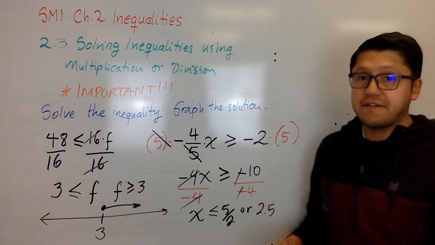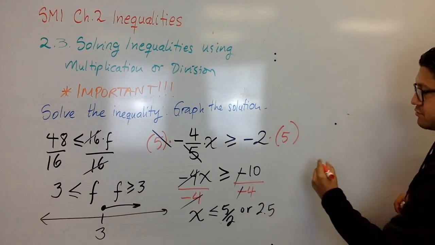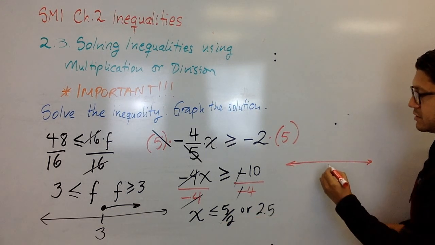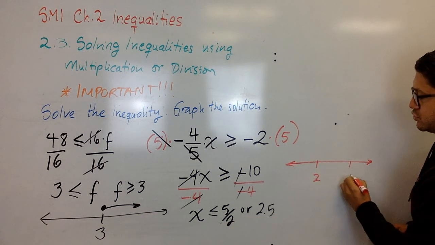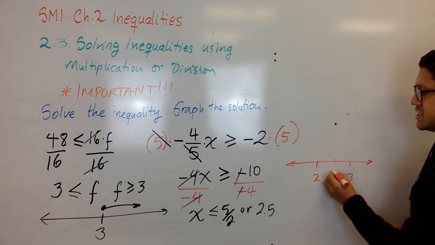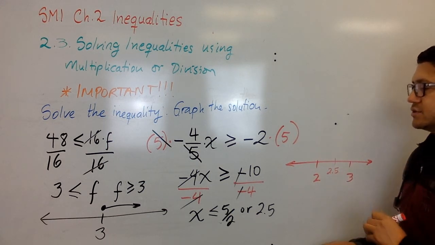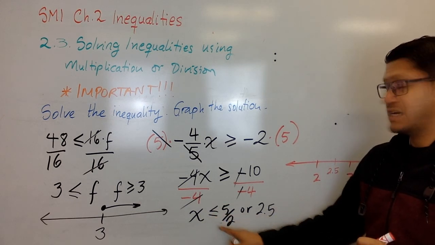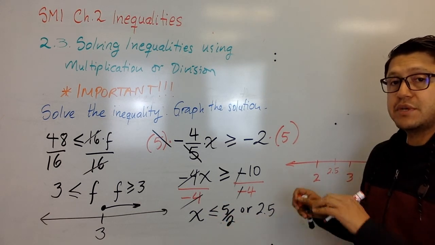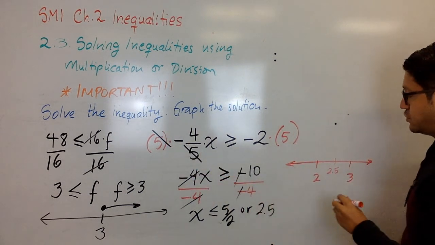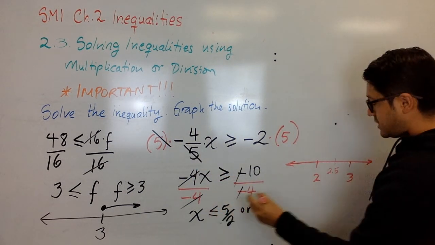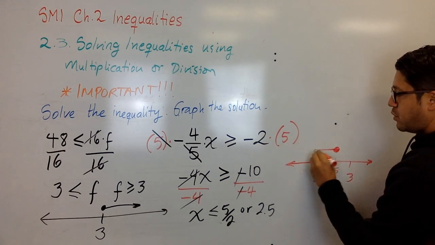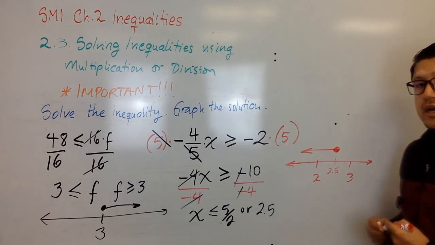Now, if you want to graph this, let's use red this time. If you want to graph that, your reference will be the number 2.5. So if this is 2, this is 3, so I'm going to be standing here. So the solution is all the numbers that are less than or equal to 2.5. It means all the numbers to the left. So do I include it? Yes, so it means I have the dot, and the arrow is going to point at the left side. And we're good.